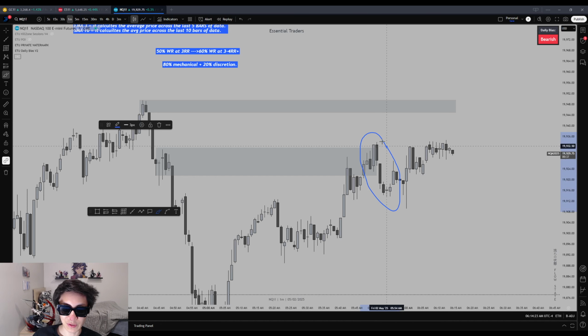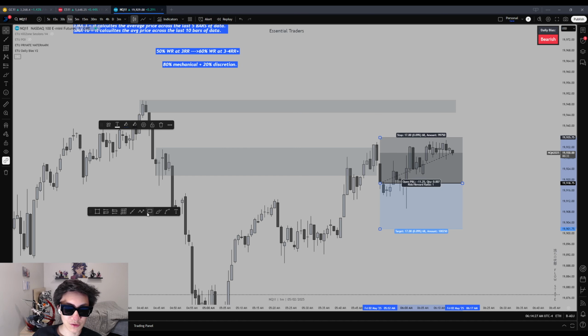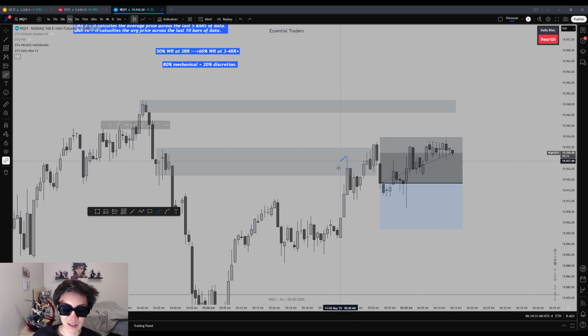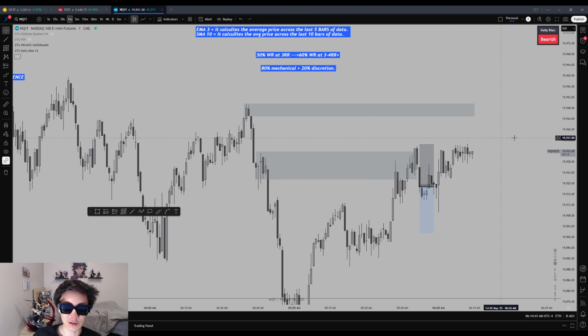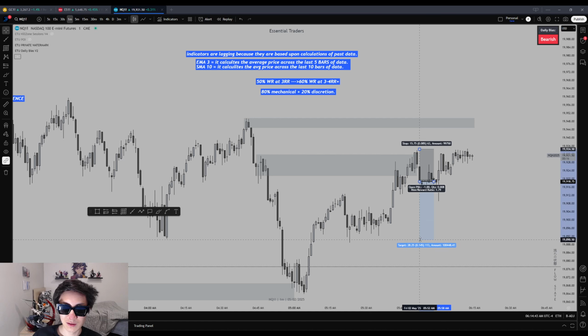Because let's say this reaction here occurs. Well, let's say you enter at this candle here. You're trading off data of the past. Let's say price hits your POI here. 1, 2, 3, 4, 5, 6, 7, 8, 9, 10. You're trading off the reaction of the past 11 candles of data. So this is historical data that's already occurred, right?